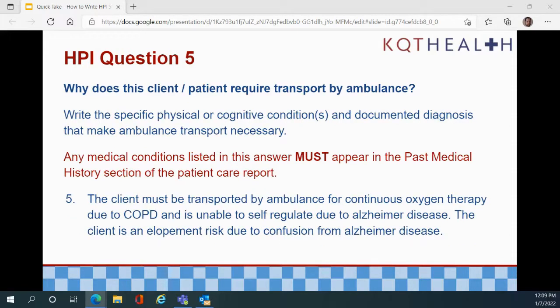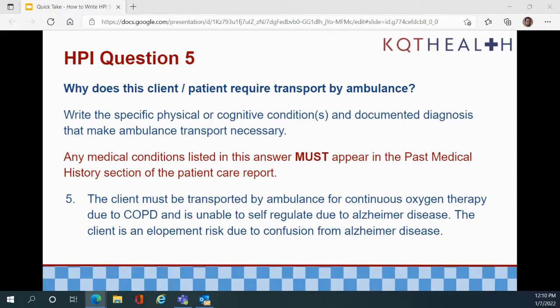Finally, HPI Question 5. Why does this client patient require transport by ambulance? Question 5 is asking you about medical necessity for the non-emergency ambulance transportation. Medical necessity is based on the client patient's physical or cognitive condition at the time of transport. You want to list any and all conditions that require the use of ambulance in completing the transport. You are not trying to justify the ambulance use. You are reporting the facts of the transport. The billing staff will determine medical necessity based on what you write in the HPI and elsewhere in the patient care report.